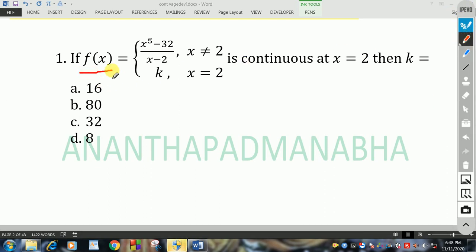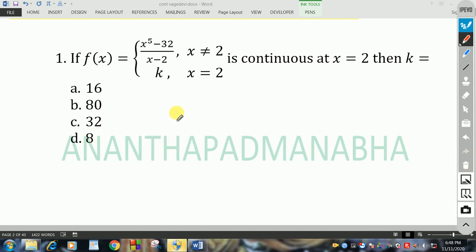If f of x is equal to x to the power of 5 minus 32 by x minus 2 for x not equal to 2, and it is k for x is equal to 2, is continuous at x is equal to 2, then k is equal to 16, 80, 32 and 8.